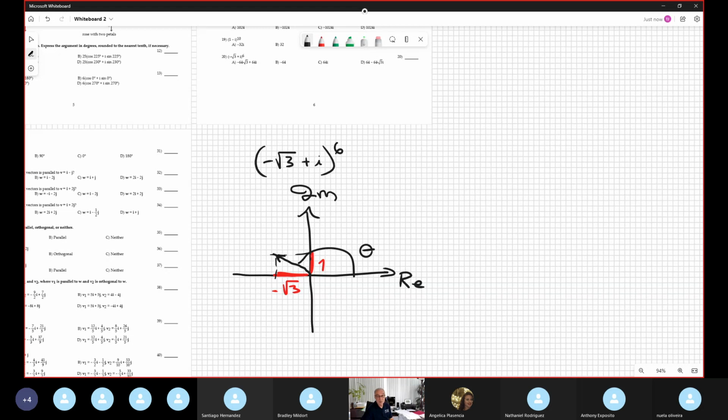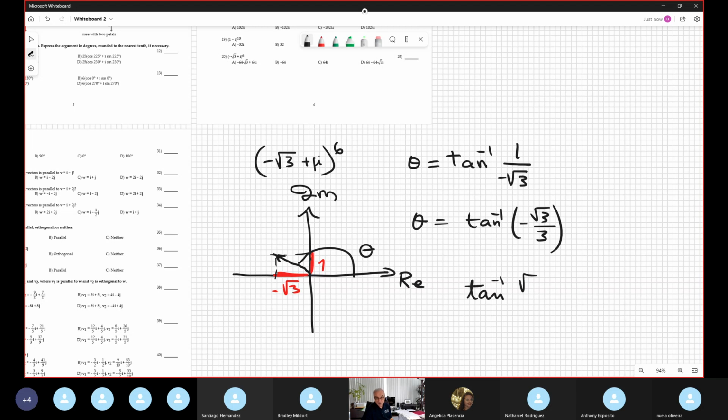For finding theta, theta equals tangent inverse of y over x. You omit the i and take the coefficient, the b, as y, and this is x, negative radical 3. And we did this before. This is radical 3 over 3 rationalized, but it's negative. So theta is tangent inverse of negative radical 3 over 3. I remember very well that if it's positive, tangent inverse of radical 3 over 3 is pi over 6. So this pi over 6 represents my reference angle here.